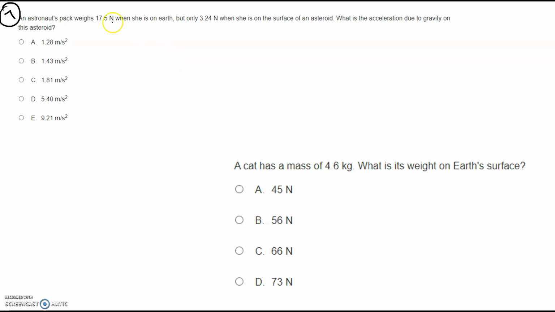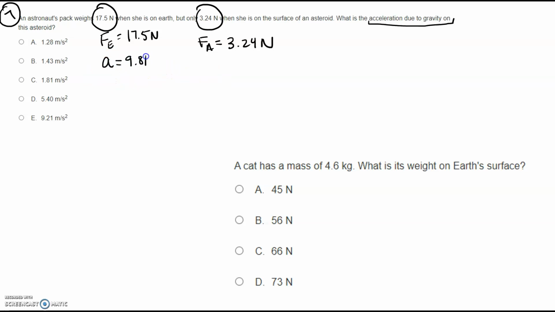An astronaut's backpack weighs 17.5 newtons when she's on the Earth, but only 3.24 newtons when she's on the surface of an asteroid. What is the acceleration due to gravity on the asteroid? So my force on Earth is 17.5 newtons, and my force on the asteroid is 3.24 newtons. So what I have to do is I have to find the mass. Now I know the acceleration on Earth is 9.81 meters per second squared. This is what I'm trying to find, the acceleration on the asteroid.